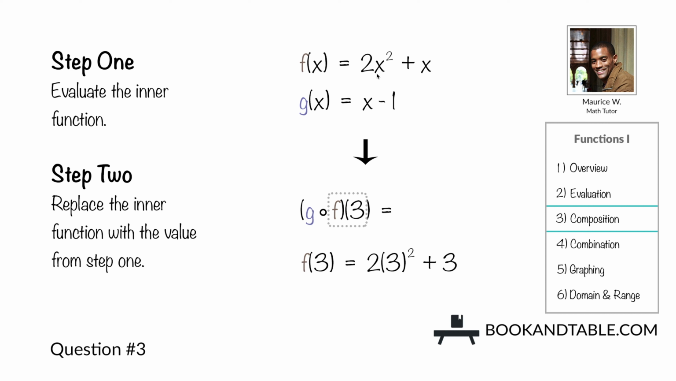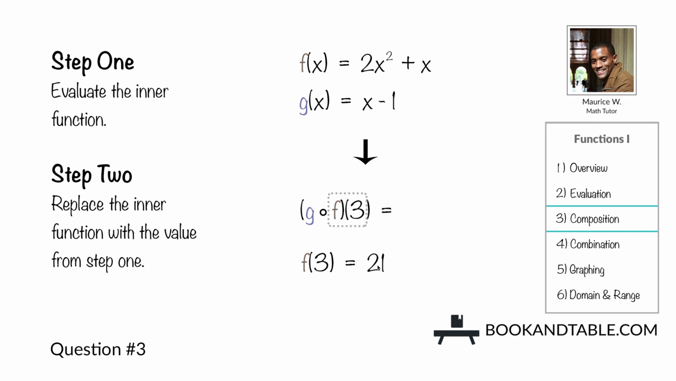So we plug in 3 for x here and evaluate, giving us 2 times 3 squared, which is 9. 9 times 2 is 18. And 18 plus 3 is equal to 21. So we have f of 3 is equal to 21.